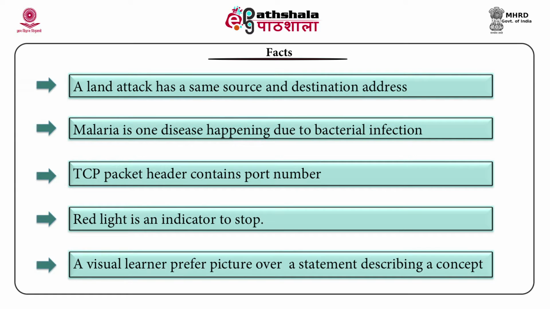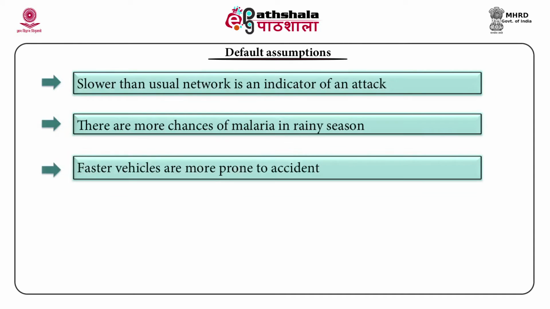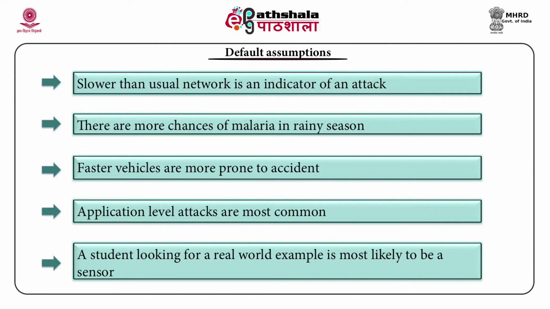So, there are some examples. For example, facts: a land attack has the same source and destination address. There are few other examples given in the handout. Default assumption: slower than usual network is an indicator of an attack, which is a default assumption, which may be false because the network is slow because of some other reason.